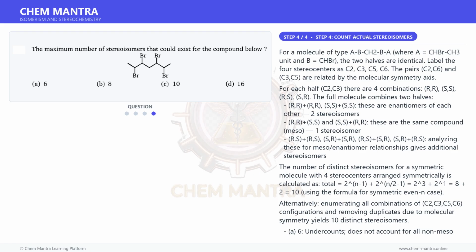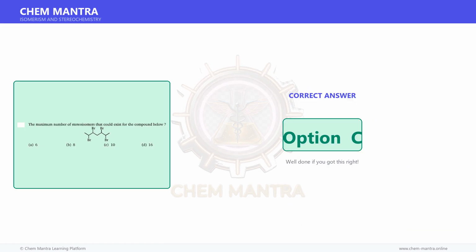stereoisomers. A. 6 undercounts; it does not account for all non-meso combinations. B. 8 would be the answer if there were only 2 pairs with 1 meso each, but the symmetry analysis gives more. D. 16 is 2^4, ignoring all meso symmetry reductions. The maximum number of stereoisomers is 10. Therefore, the correct answer is option C.